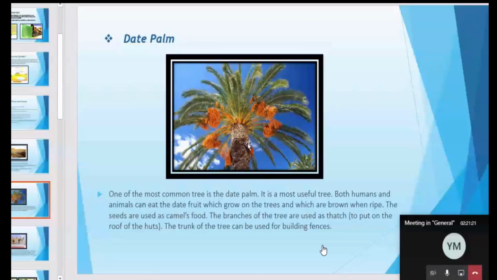And the trunk part of this is used for building the fences. To attach the roof, you are using the branches of the tree. Attach the roof means what? To put the roof on the huts.